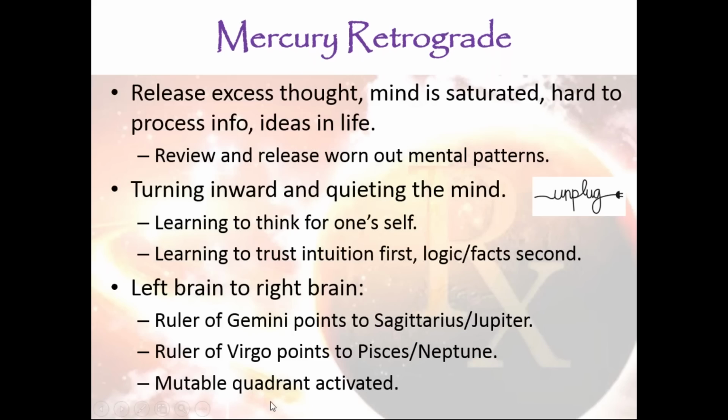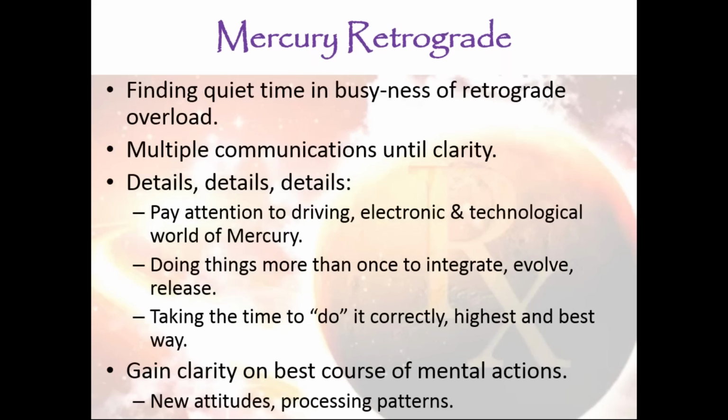So any Mercury retrograde has the mutable quadrant in your chart by sign and house very activated. You can extrapolate the Mercury retrogrades just to see how it's affecting where these 4 mutable signs fall in your chart. If you have planets in the mutable houses, how are they being activated? So, Mercury retrograde: finding the quiet time in the busyness of a retrograde overload.